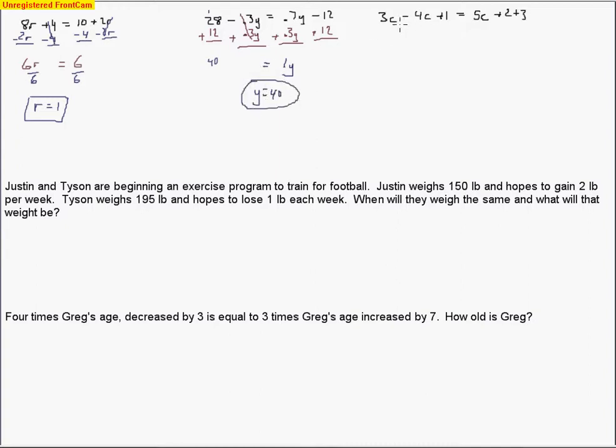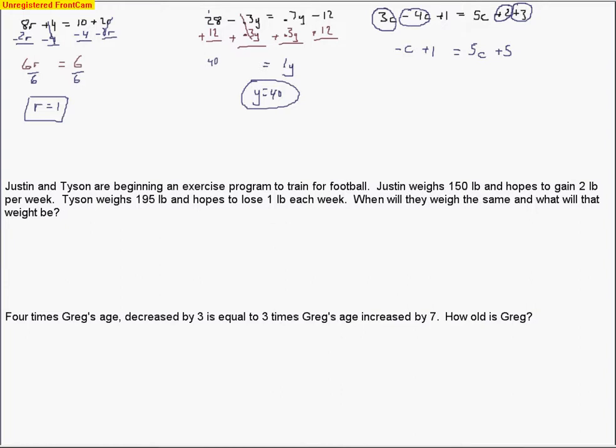The next one requires a little bit of combining of like terms first. So I'm going to combine the 3c and the negative 4c to make a negative c plus 1. Over here, I'll combine the 2 and this 3. Notice the signs I circle as well, so I know what operations to perform. So I got 5c plus 5.